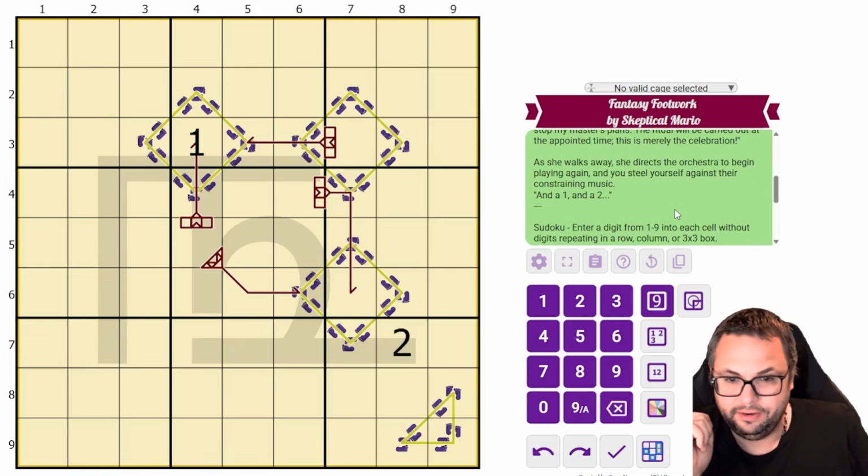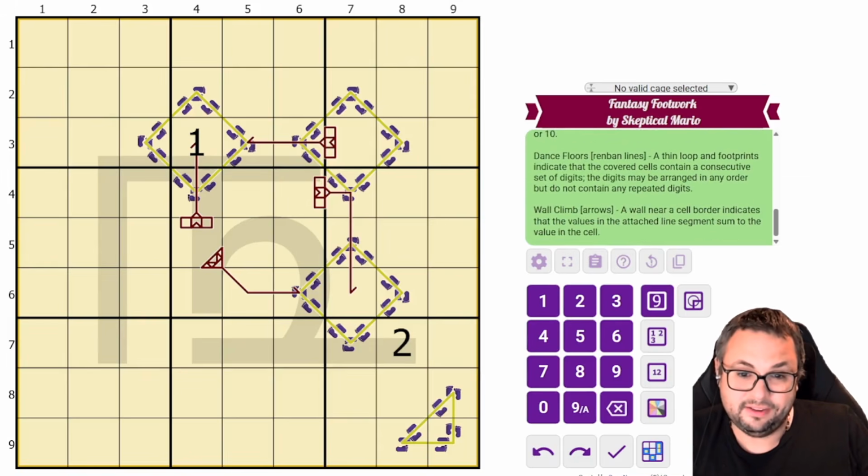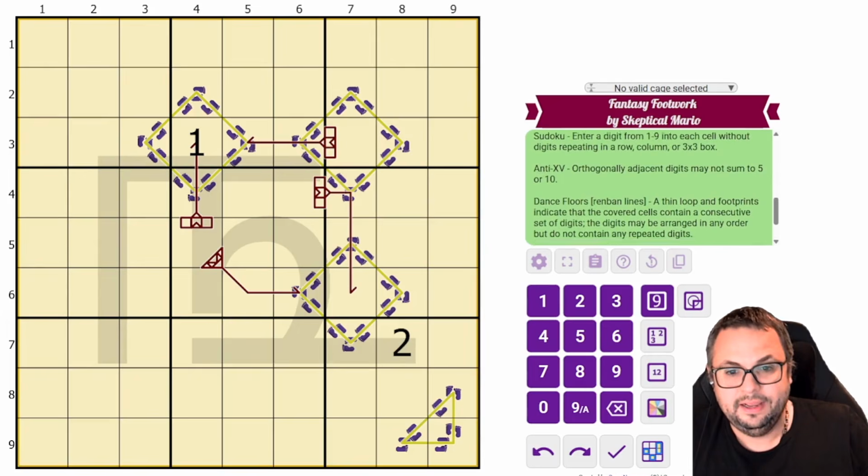And a 1, and a 2, and... Okay, so we've got Sudoku, we've got Anti-XV. Adjacent cells cannot sum to 5 or 10. Sorry, adjacent digits can't sum to 5 or 10.